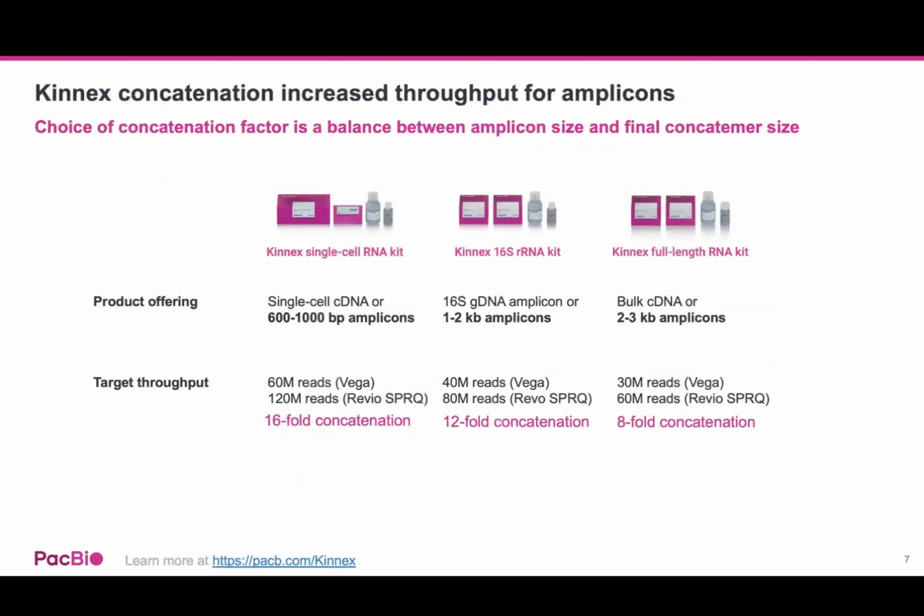There are 3 Kinnex kits: the Kinnex single-cell RNA kit, 16S RNA kit, and the full-length RNA kit. They offer different target throughput based on different concatenation factors: 8-fold, 12-fold, and 16-fold. Choose which kit is appropriate based on the average amplicon size of your application.